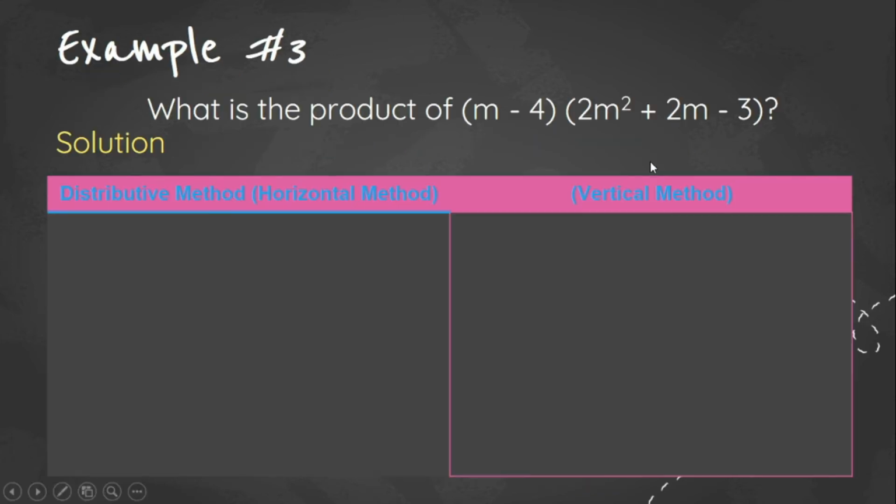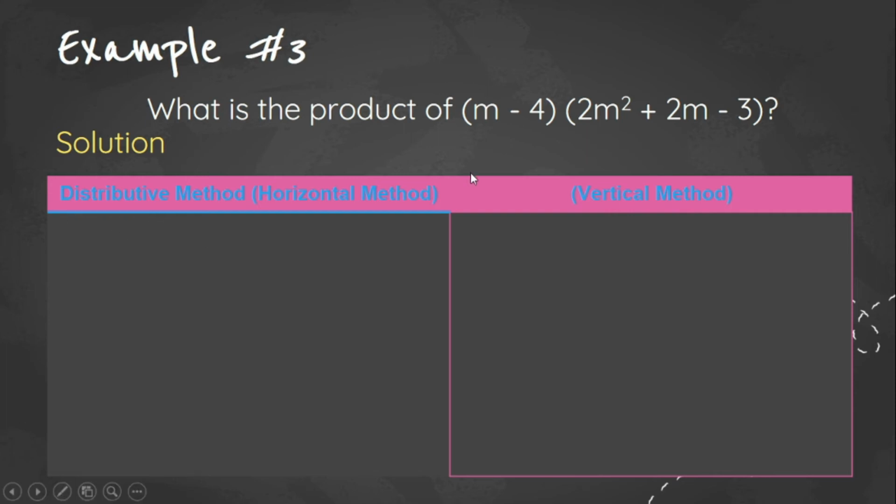Now, what is the product of m minus 4 multiplied to 2m squared plus 2m minus 3? Look, we have a binomial to trinomial. Okay? Binomial, 2 terms. Trinomial, 3 terms. So, how are we going to do this? In this case, we have two methods. The first is the distributive method, the horizontal method as we call it, and the vertical method. In the distributive method, we distribute.